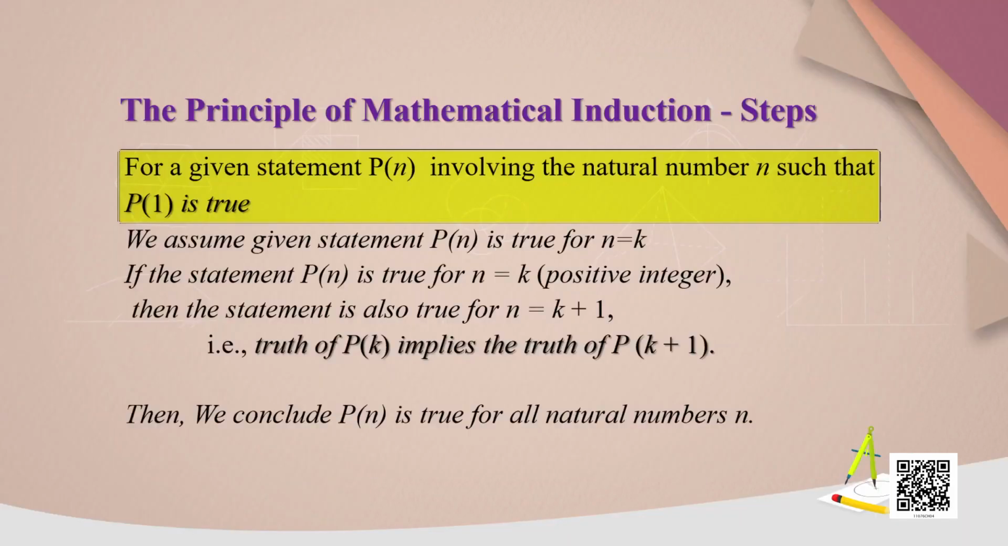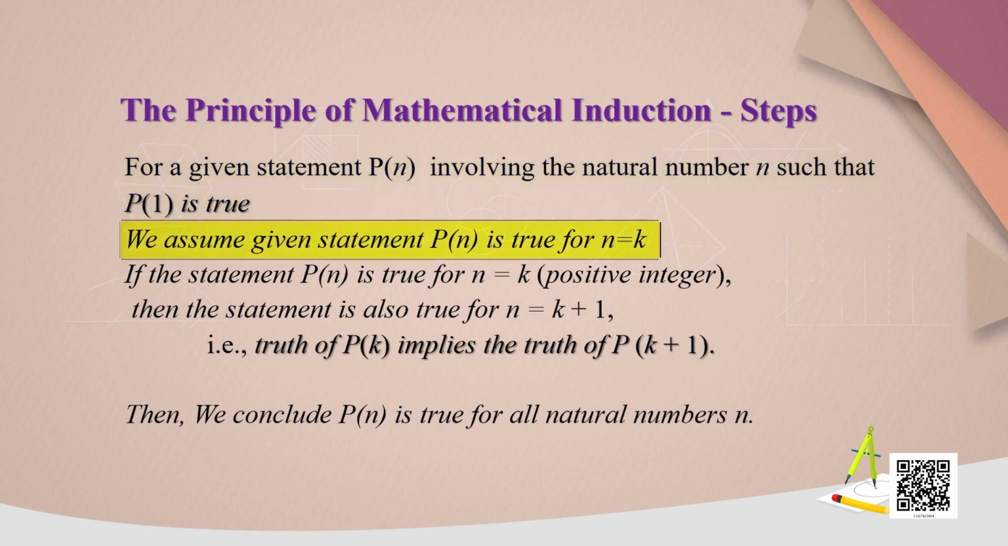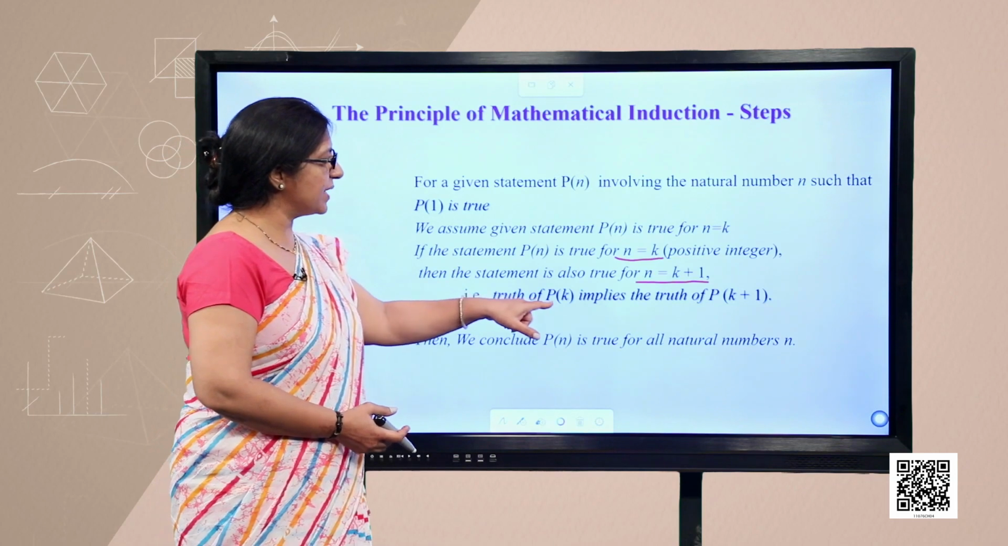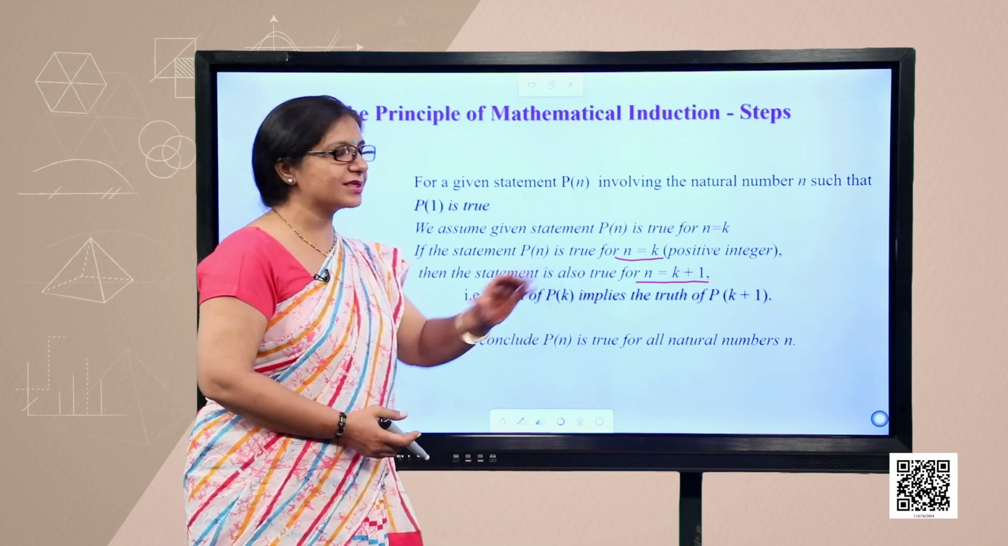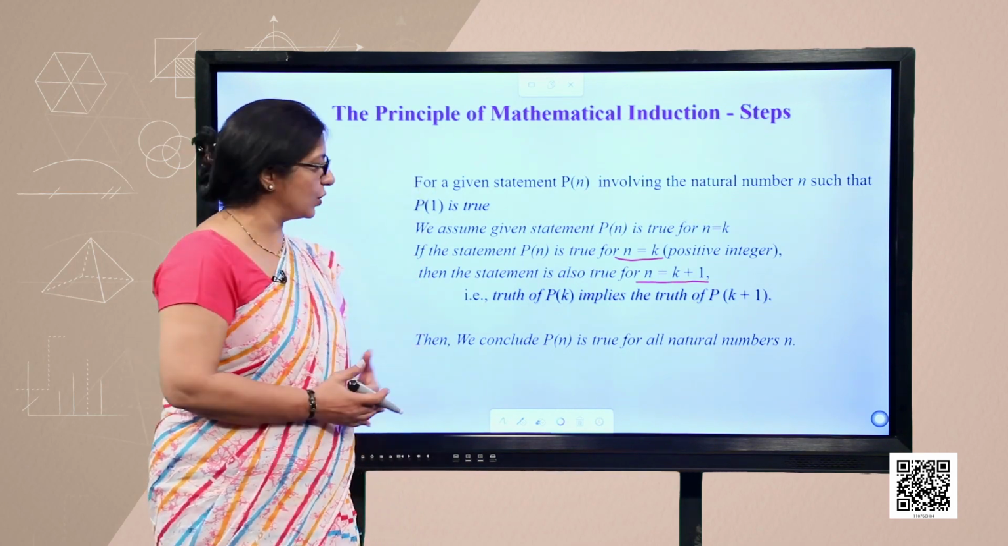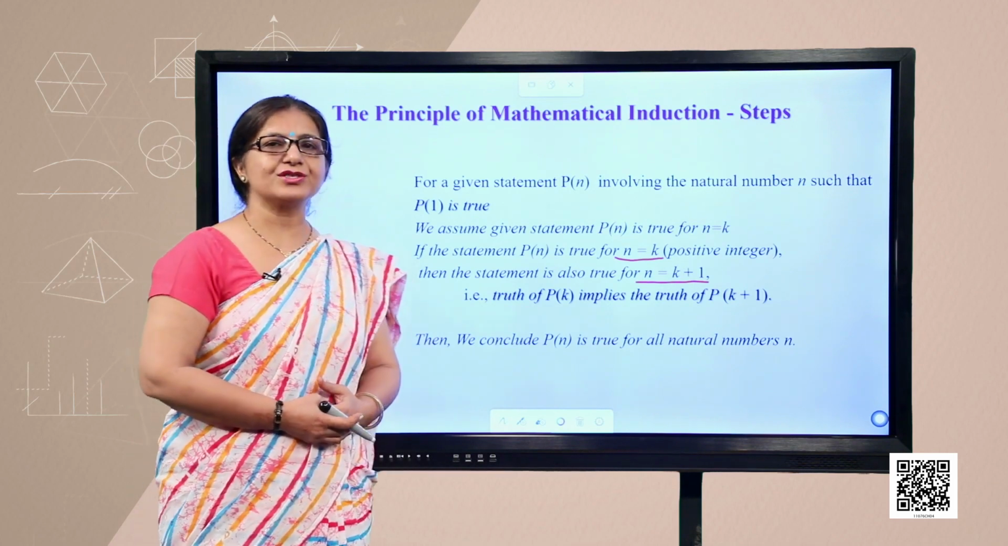Let us see, for a given statement Pn involving natural number n, such that P1 is true, this is the basic step we need to do. Then we assume the given statement Pn is true for n is equal to k, where k is some positive integer. Then the statement is also true for n is equal to k plus 1. Once the truth of Pk is established, that implies the truth of Pk plus 1, and after doing these steps, we can easily conclude that Pn is true for all natural numbers.